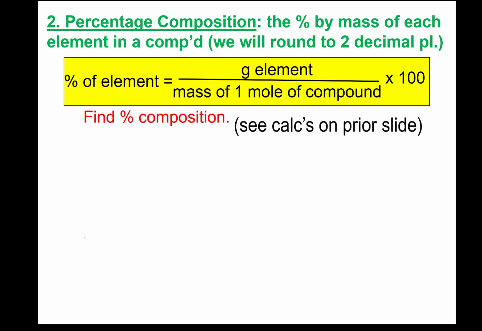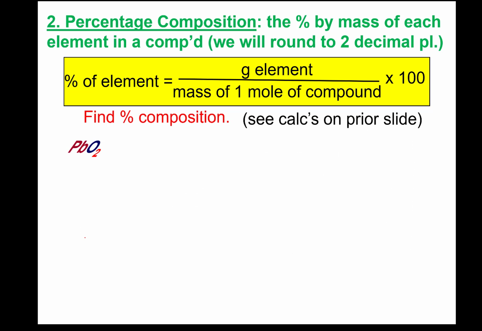Find the percent composition. So we're going to use the calculations on the prior slide. So we had PbO2. We found the masses of the lead and the oxygen. So lead, there was only 1 atom, so the mass was 207.2 grams from the periodic table. Oxygen in that formula, there's 2 of them, so it's 15.999 times 2, which is 31.98 grams of O for that formula.